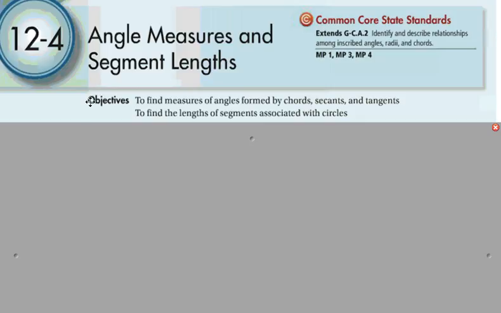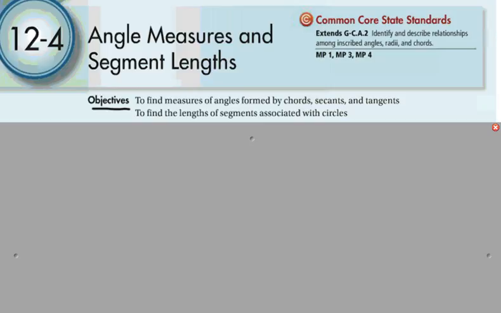Hey there, it's Mr. Pouts with section 12.4. And this one is about angle measures and segment lengths inside of a circle. So we have two goals. The first one is to find measures of angles formed by chords, secants, and tangents. We've learned about tangents and chords, and we'll learn about secants today. Our other objective is to find the lengths of segments associated with circles.